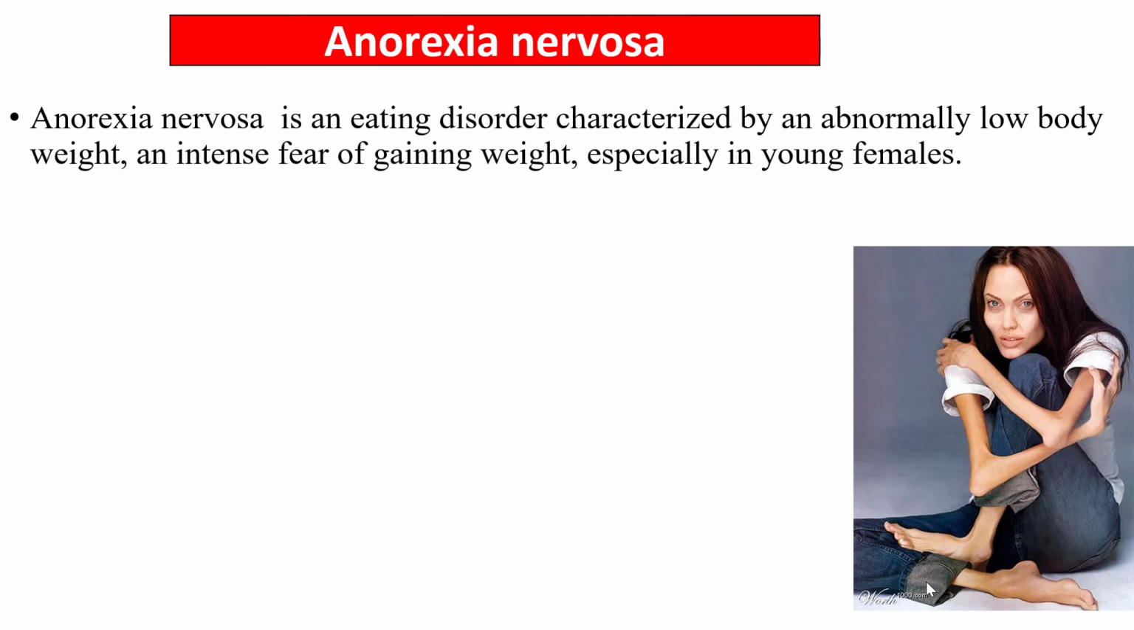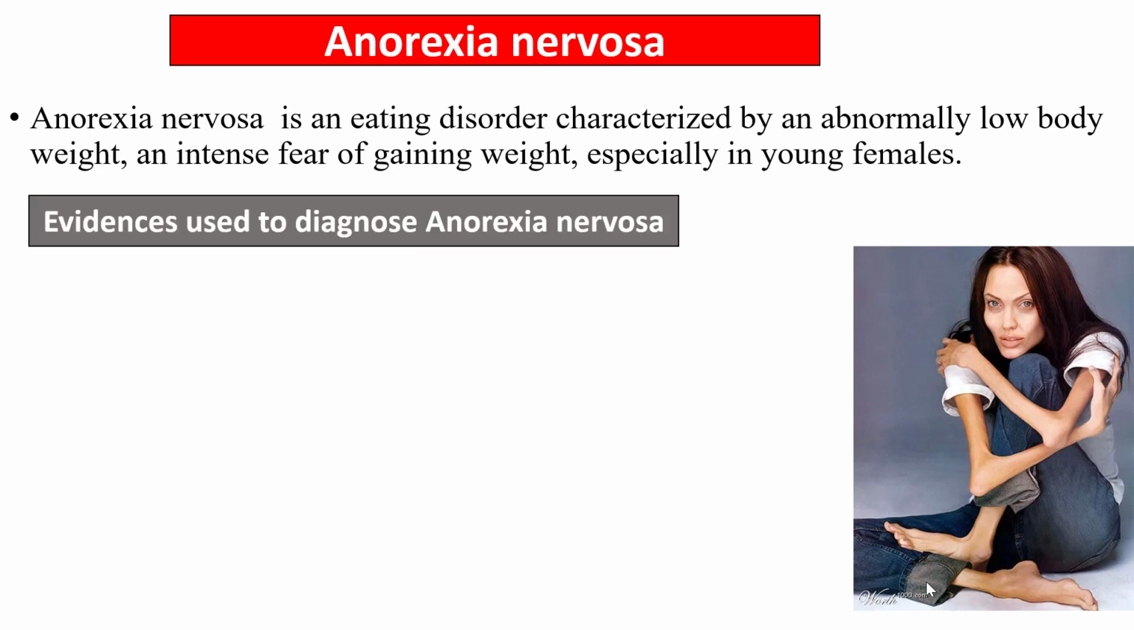The second disease is anorexia nervosa. What is this disease? Anorexia nervosa is an eating disorder characterized by an abnormally low body weight and an intense fear of gaining weight, especially in young females. So, people who have anorexia nervosa are very thin. People with anorexia nervosa place a high value on controlling their weight and shape using extreme efforts that tend to significantly interfere with their lives. So, to prevent weight gain or to continue losing weight, people with anorexia nervosa severely restrict the amount of food they eat.